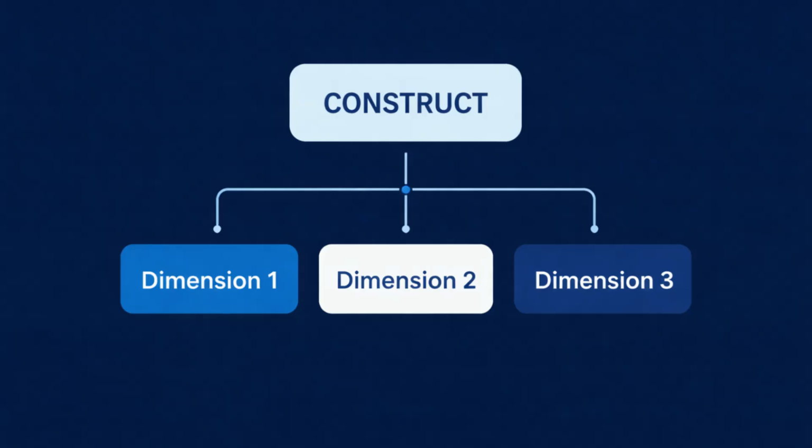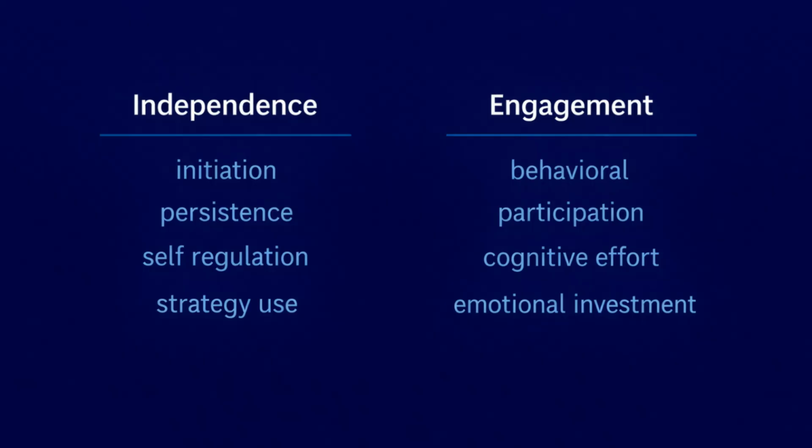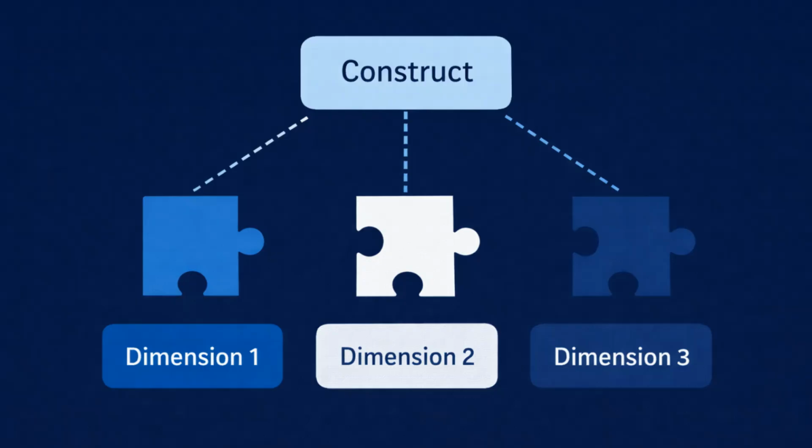Once the construct is clearly defined and grounded in the literature, the second step is to break it into dimensions or components. Most constructs are not singular. They are made up of related aspects. Independence might include initiation, persistence, self-regulation, and strategy use. Engagement might include behavioral participation, cognitive effort, and emotional investment. Breaking the construct into parts prevents oversimplification and helps you see what kind of evidence would actually represent the construct you have defined.